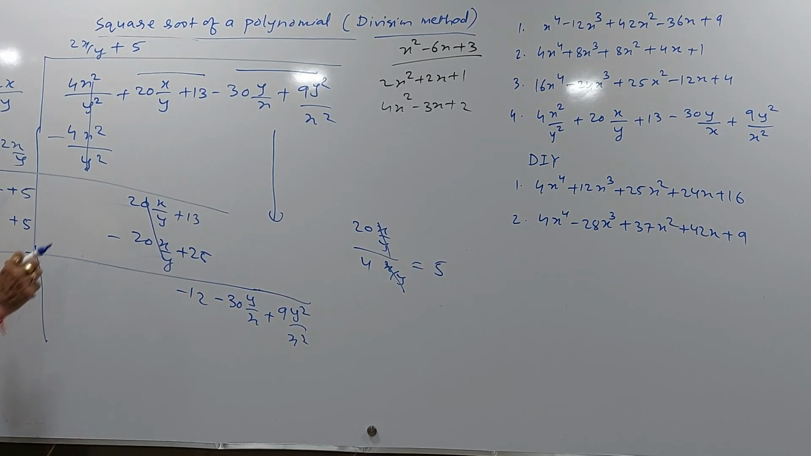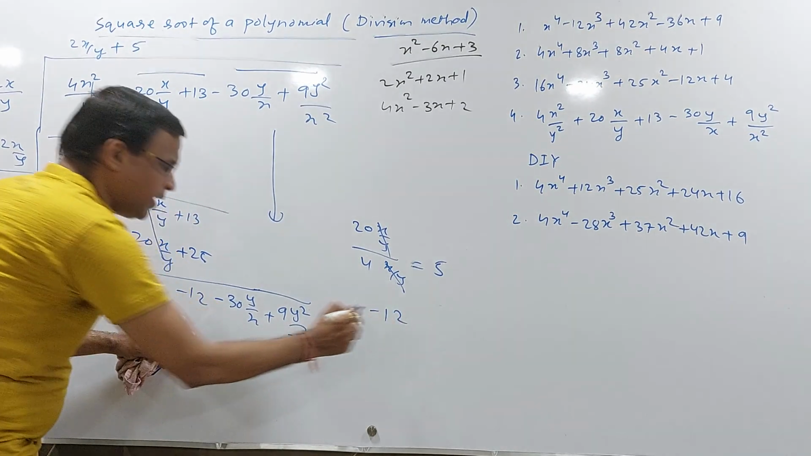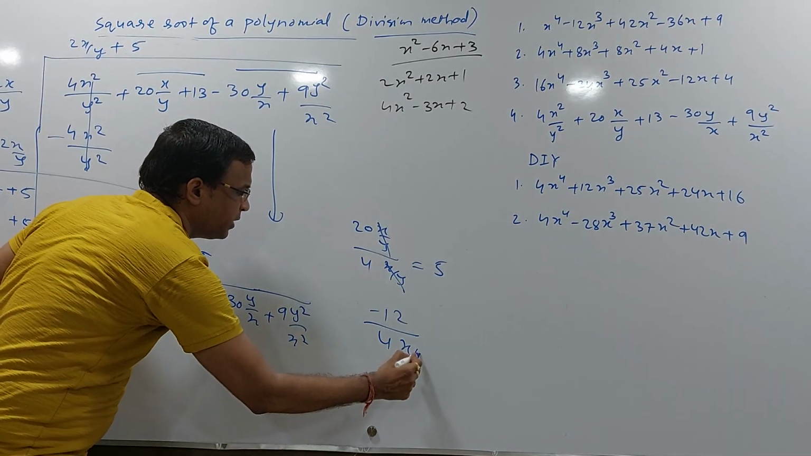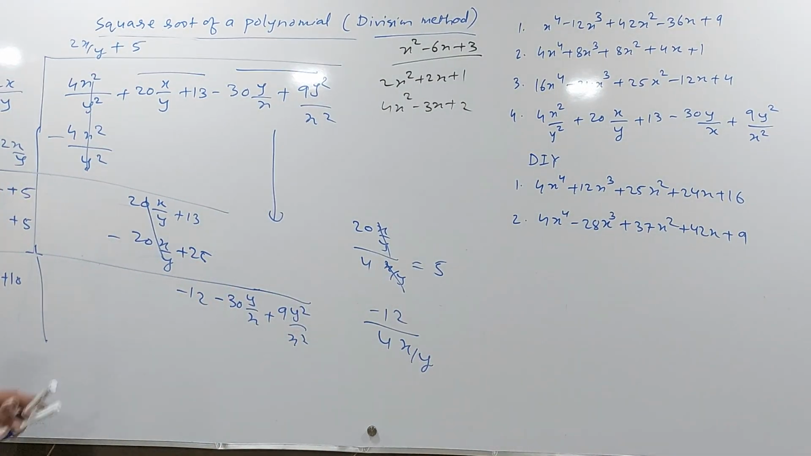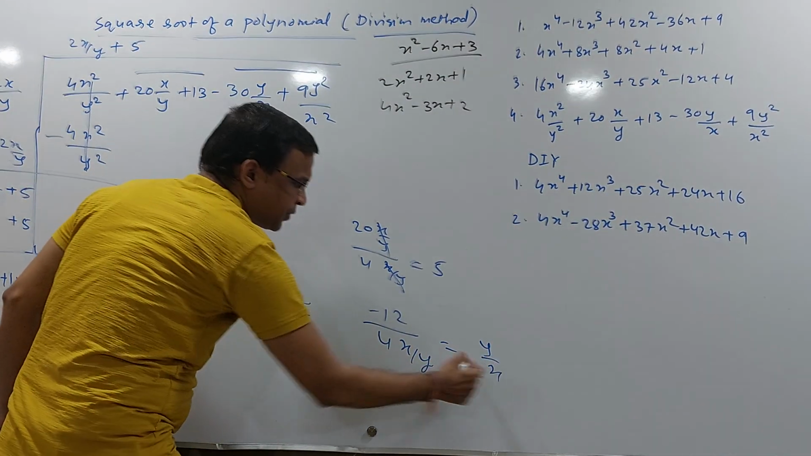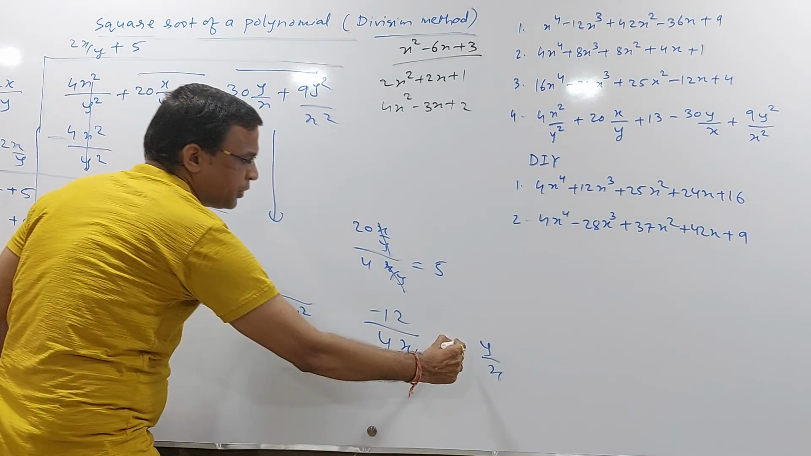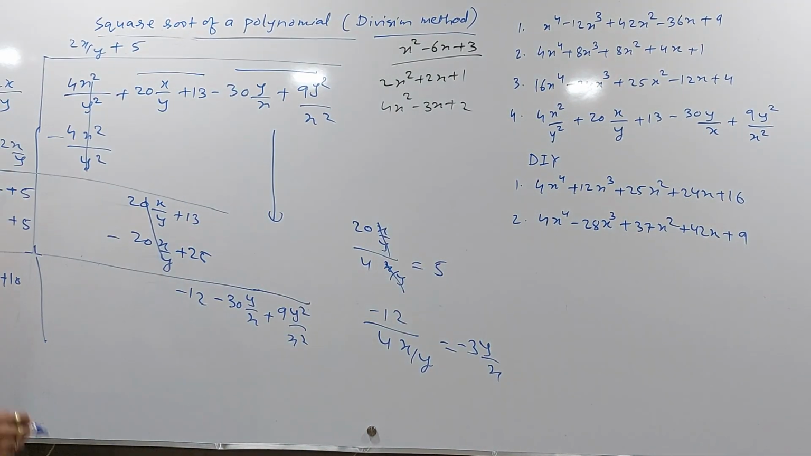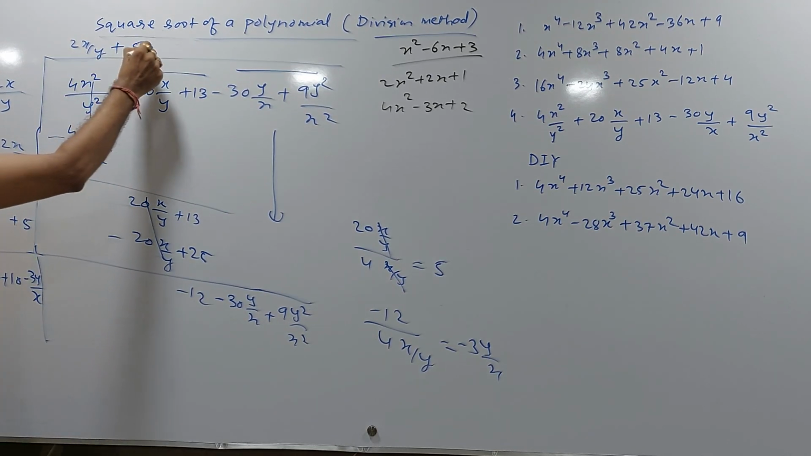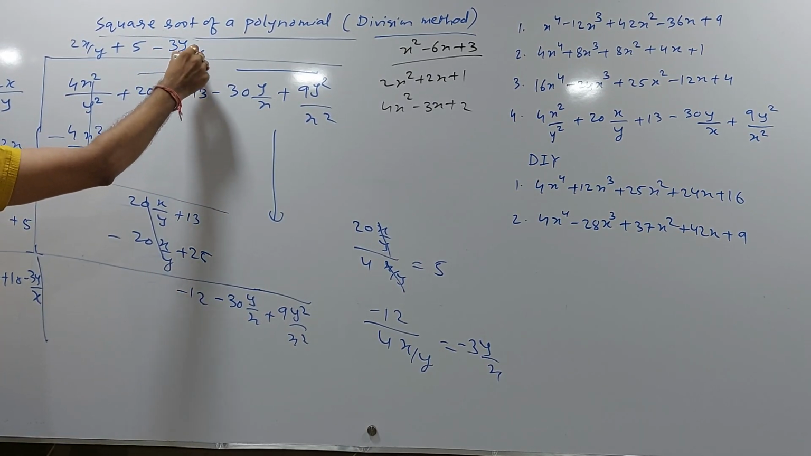So what will be the next term? That is something you need to decide. It is minus 12 divided by 4x upon y. No need to worry, it seems a little complicated, but it is not. So when I do that, y upon x moves up, and 12 by 4 is minus 3. So minus 3y upon x.